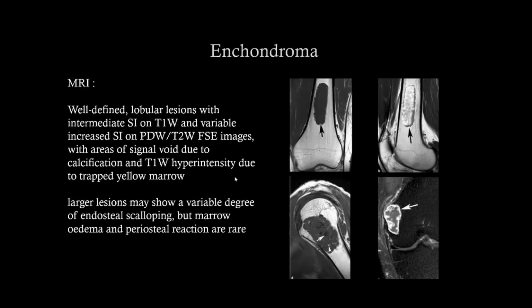Very good. Okay. So enchondroma is a well defined lobular lesion with intermediate signal on T1 and variable increased signal in proton density and the fluid sensitive sequences. Large lesions may show a variable degree of endosteal scalloping. It is very important to measure it: the endosteal scalloping should not exceed 2/3 of the cortical thickness. If more than 2/3, this means that there is malignant transformation.